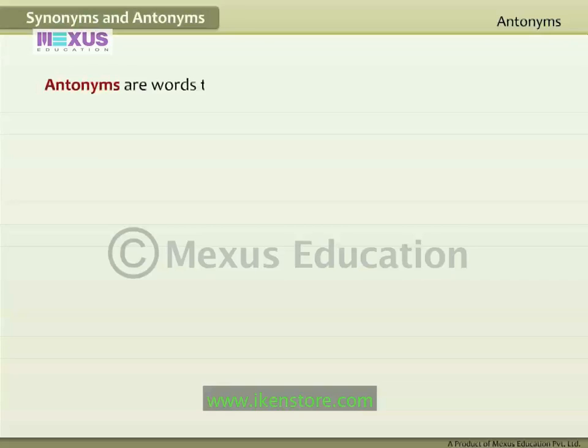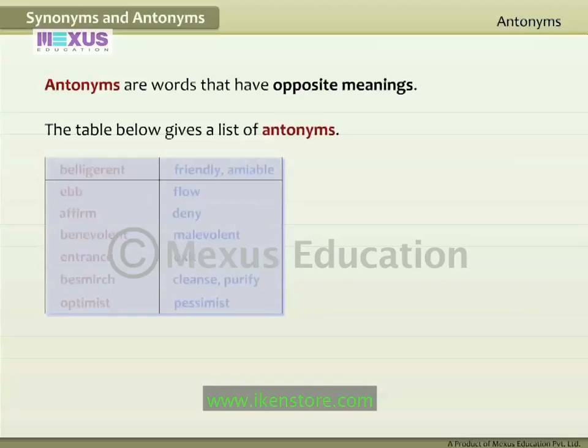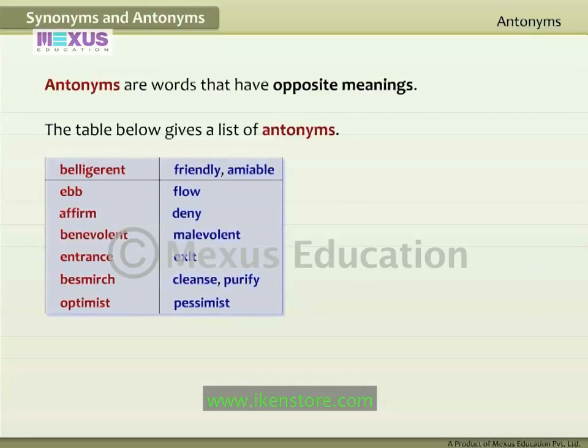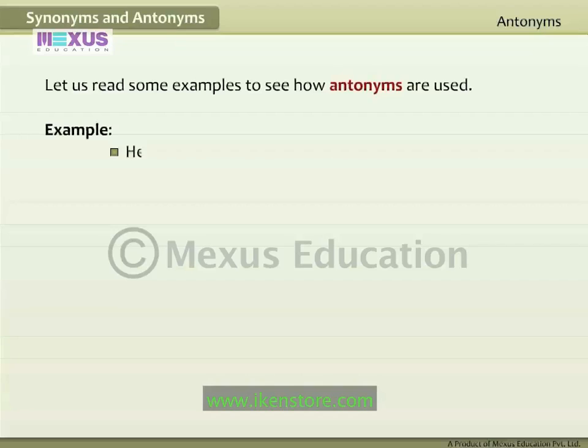Antonyms are words that have opposite meanings. The table below gives a list of antonyms. Let us read some examples to see how antonyms are used. He is a benevolent ruler. When benevolent is replaced with its antonym, the sentence becomes, He is a malevolent ruler. The new sentence is now opposite in meaning.